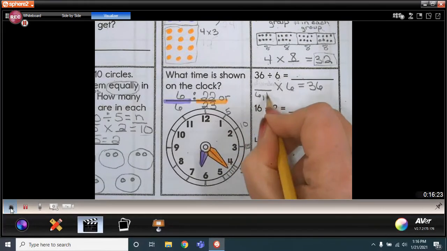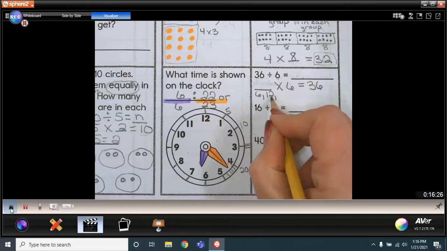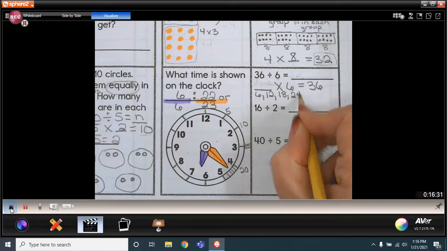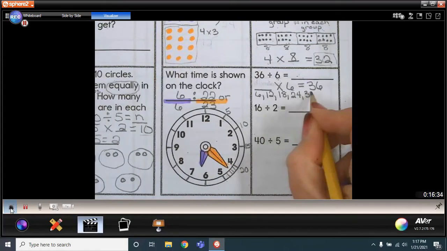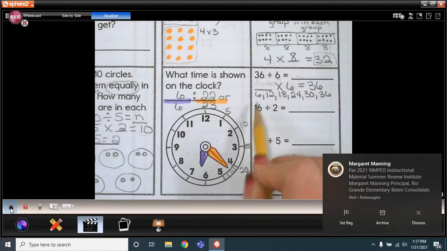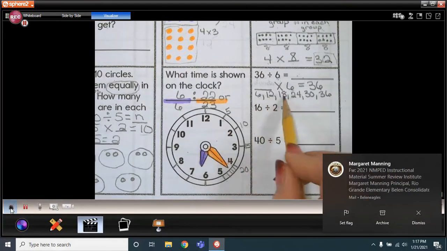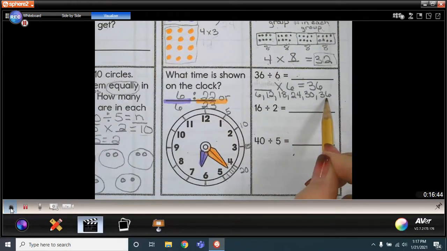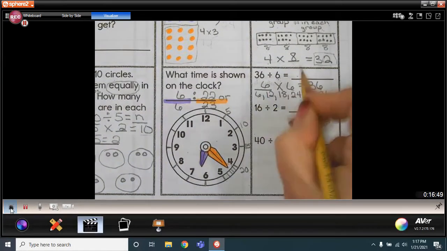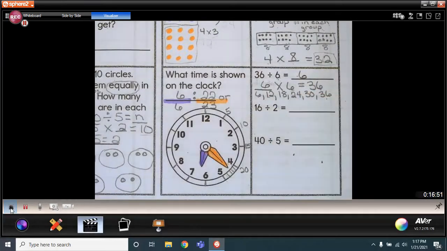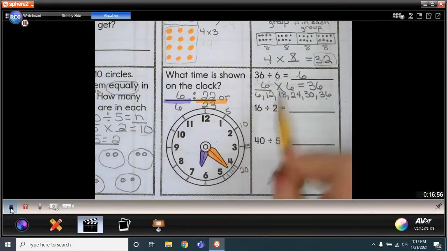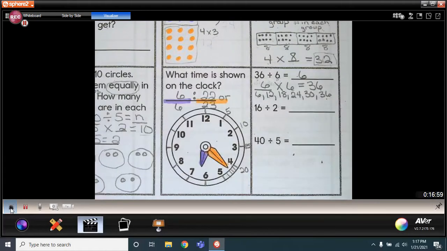That's one group of 6. We've got 12. Another group of 6 would be 18. Another group would be 24. Add 6 more, now I'm at 30. And finally add 6 more, now I'm at 36. I added 6, 1, 2, 3, 4, 5, 6 times. So I have 6 groups of 6, and this tells me I have 6 groups. When I took these 6s out of the 36, I ended up with 6 groups of 6.